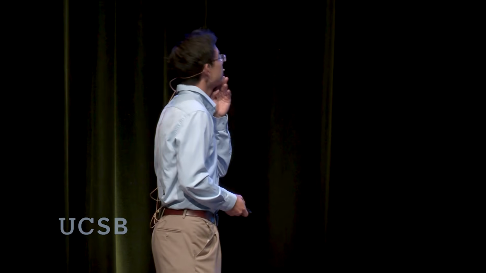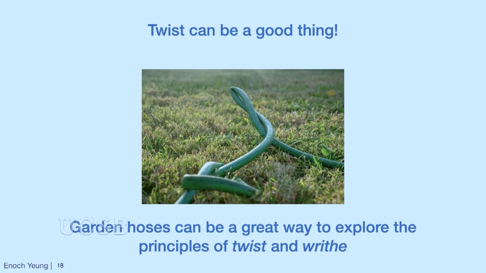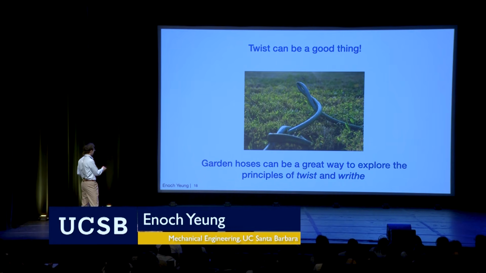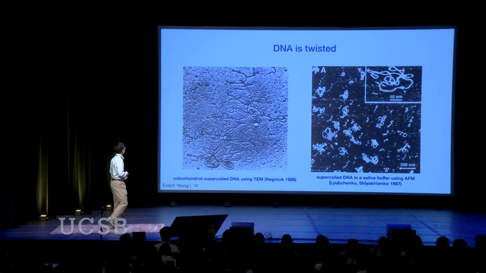Continuing on, twist can be a good thing. I should note that garden hoses, if you have one, are a great way to explore the principles of twist and writhe. If you stand with your brother or sister and you twist the garden hose, you can see after a while the garden hose will form these lovely knots that make it so that your parents or your gardener loses their temper when they're trying to water their vegetables.